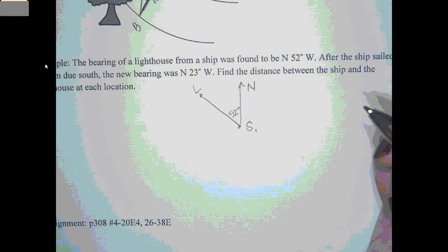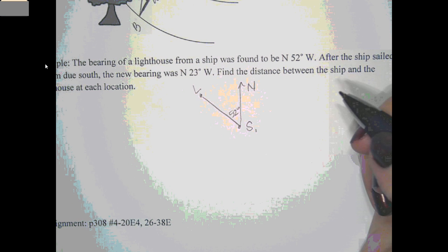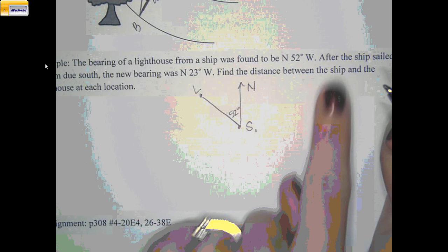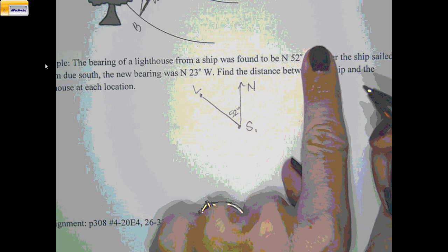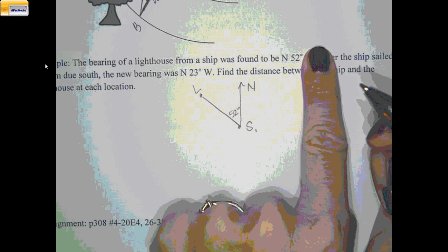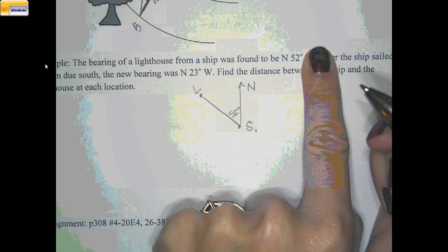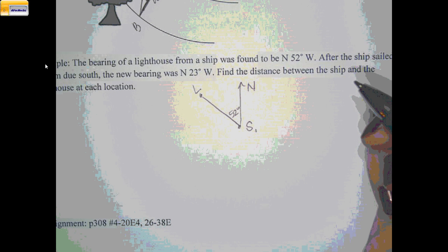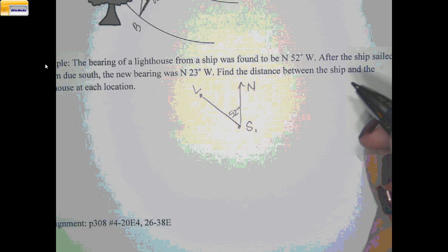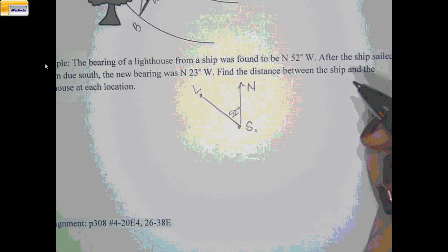Now I hope you're listening because this shows up on your assignment. If it doesn't tell you west and it just says the bearing is 52 degrees, you have to assume it means east. If it wants you to go west, it'll tell you. Otherwise, you assume it's east. Does everybody understand? Okay. So 52 degrees.